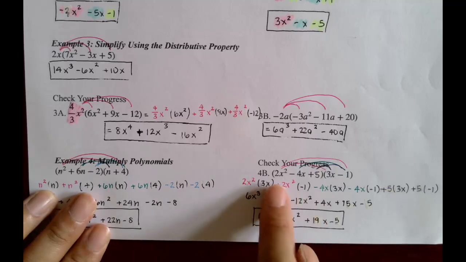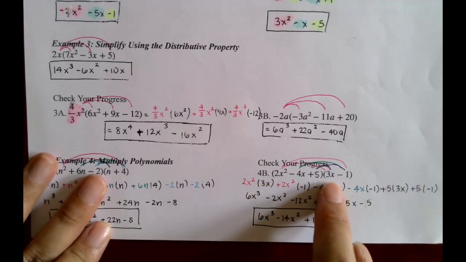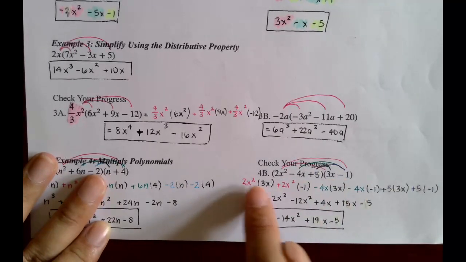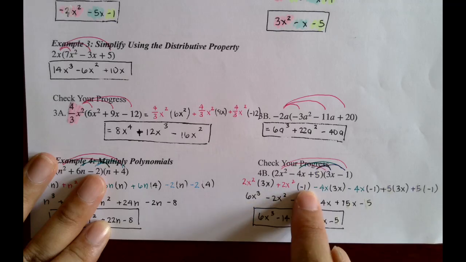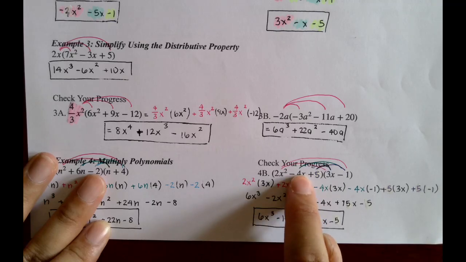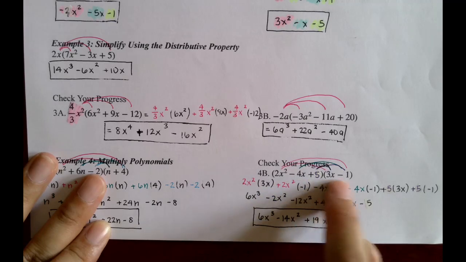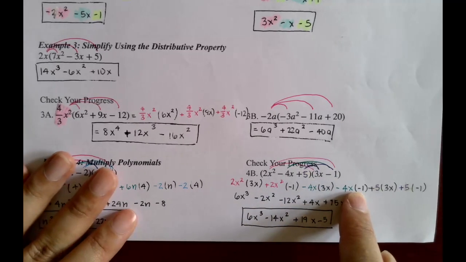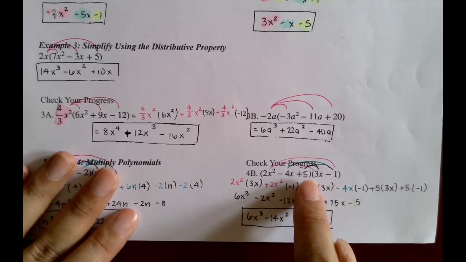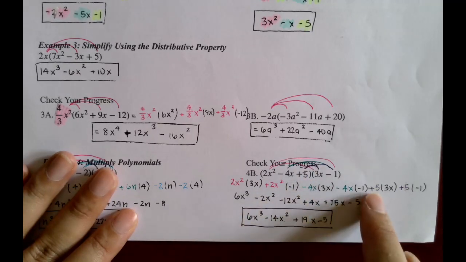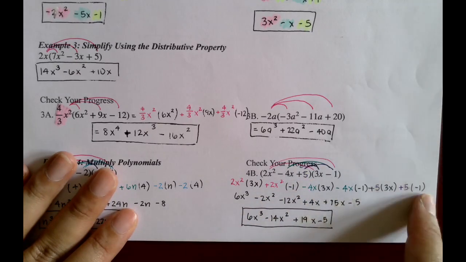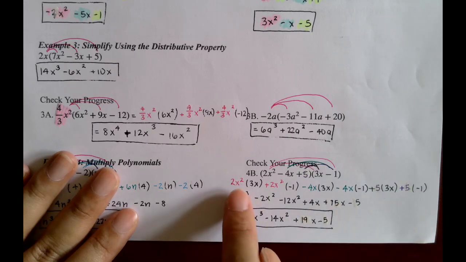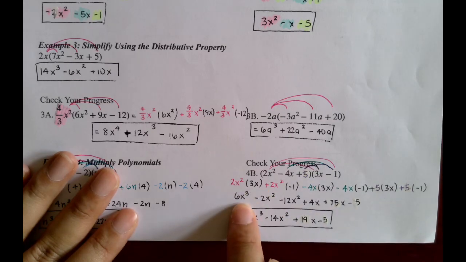Okay. So first, I'm distributing 2x squared to everything in the parentheses, so that's why 2x squared times 3x and 2x squared times -1. Then I'm distributing the -4x to the parentheses, so -4x to 3x, and -4x times -1. And then last, I'm distributing my 5 to the parentheses, so that's why it's 5 times 3x and 5 times -1. 2x squared times 3x gives me 6x cubed.